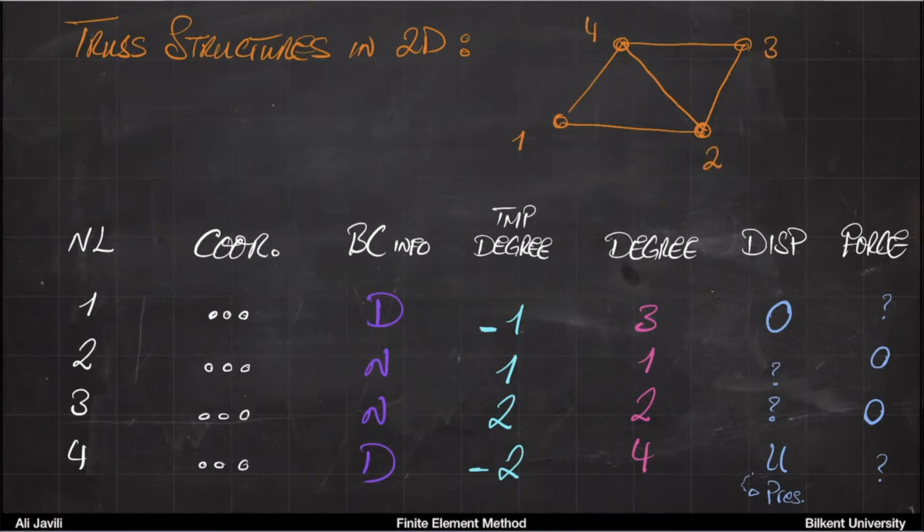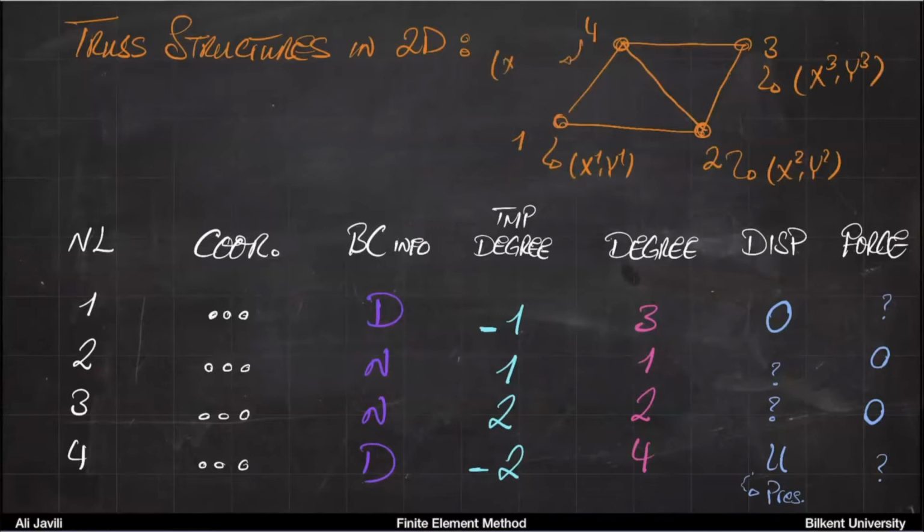If you think about it, each point has 2 coordinates. So this would be x of node 1 and y of node 1. This would have x of node 2 and y of node 2. The same here, x of node 3, y of node 3, and x of node 4, y of node 4. So that means here in the coordinate, instead of one coordinate, we would have two coordinates. So you would have x and y for each of these nodes.